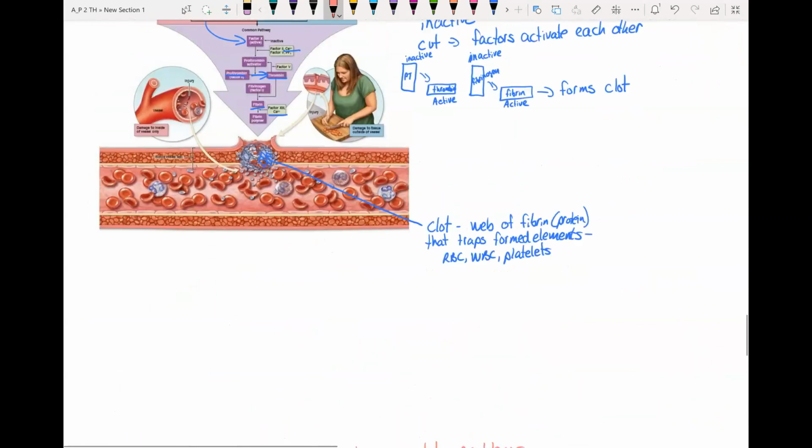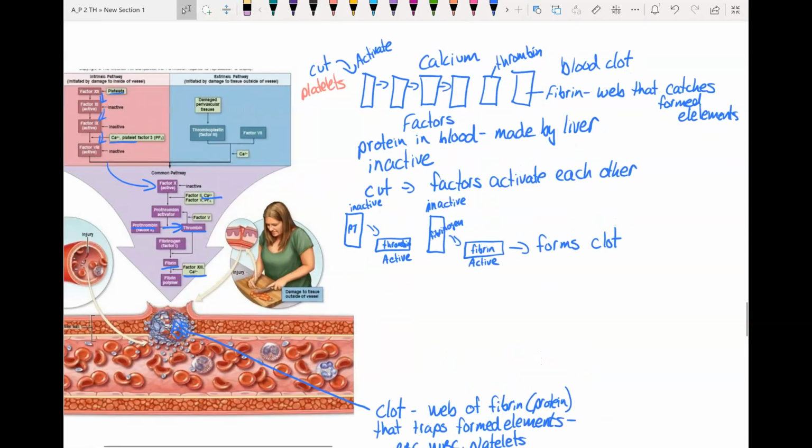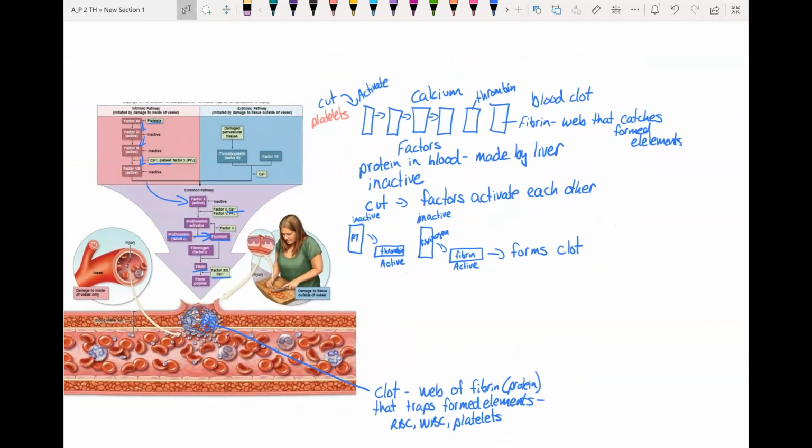So back up here in the coagulation process, if you take aspirin, you stop that first domino from even being knocked down. And if you take warfarin, you don't have the dominoes. They're not there to be knocked down.